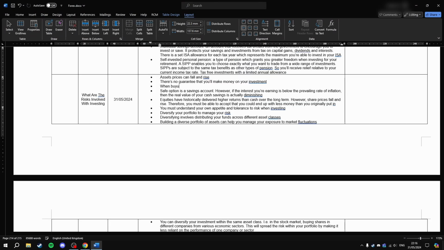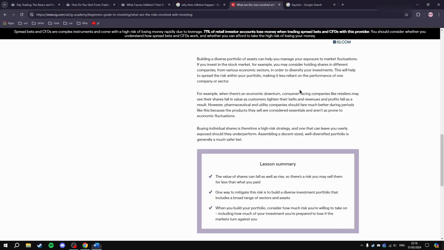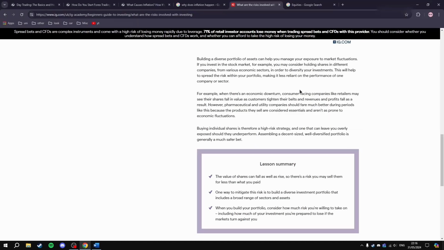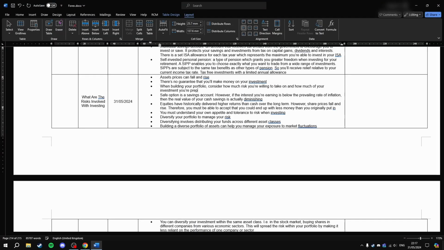When building your portfolio, consider how much risk you're willing to take on and how much of your investment you're prepared to lose if the market turns against you.